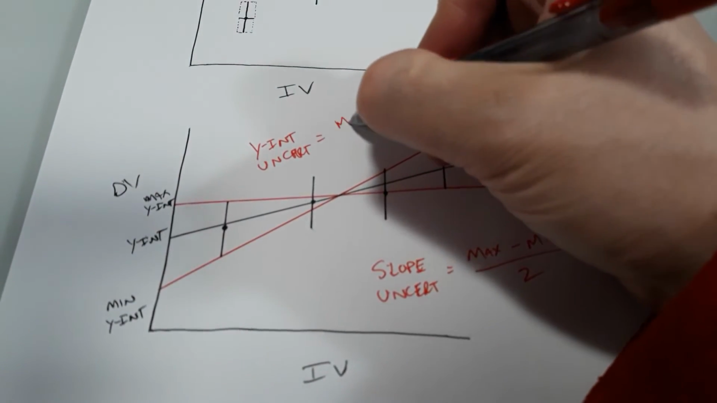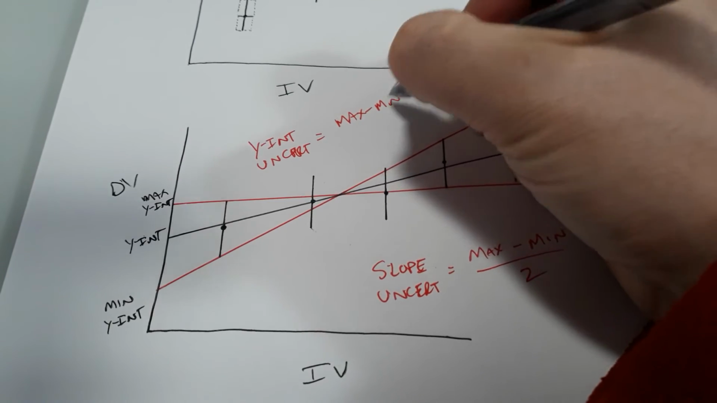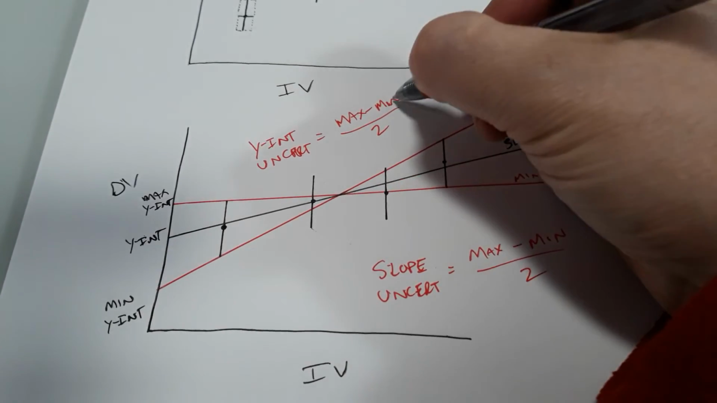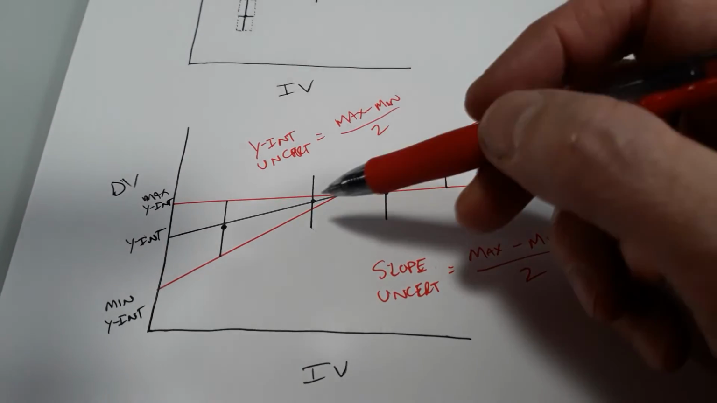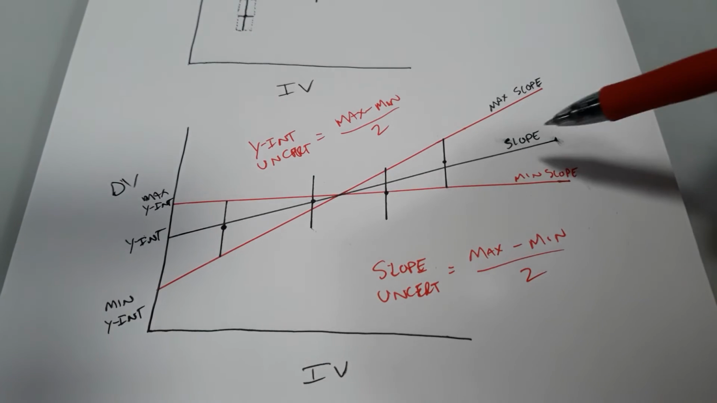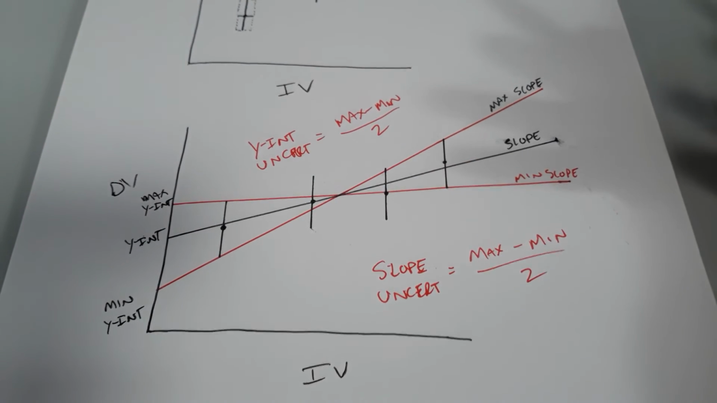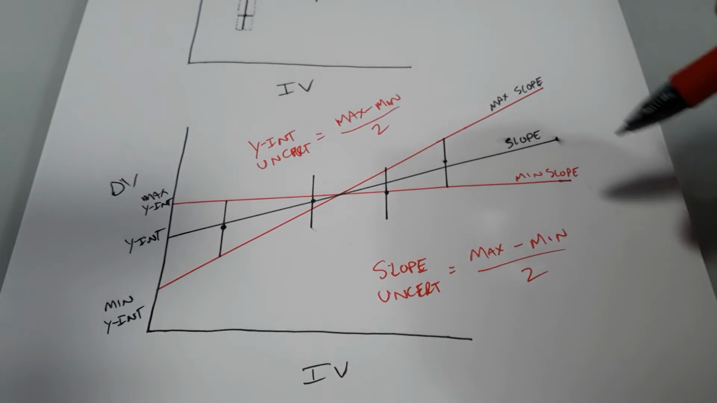So it's going to be max minus min divided by 2. And so by drawing the error bars, it allows us to create the maximum possible values for both the y-intercept and the slope, and also the minimum values. And that then allows us to use the range method to determine uncertainty.